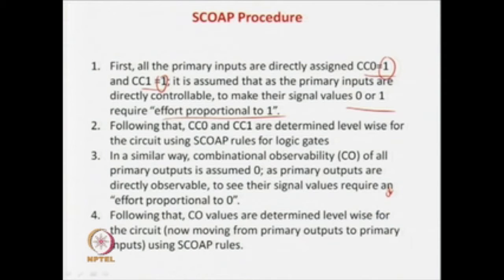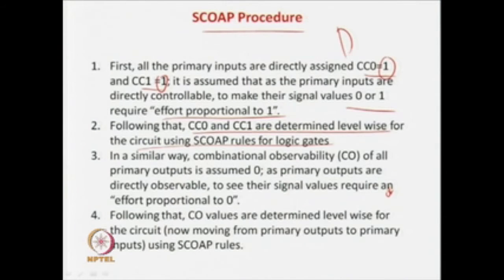Then CC1 and CC0 are determined level-wise using some logic rules. In the last lecture we saw that for deductive fault simulation there are some rules for going from one level of the circuit to another. Here we will also study the SCOAP rules, that is, how the rules are applied as you go from one level of the circuit to another. If you know CC0 of this net and CC0 of this net, what is the value of CC0 of this net? If you know CC1 and CC1 of these nets, what is the value of CC1 of this net? That is the level propagation of how difficult it is to control and how difficult it is to observe. All those rules we will study.